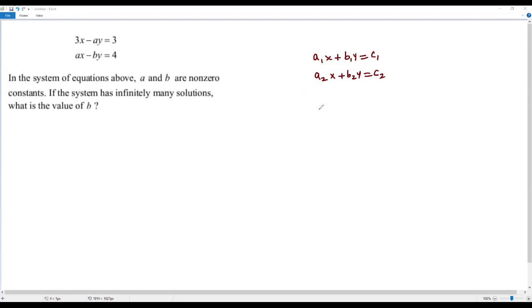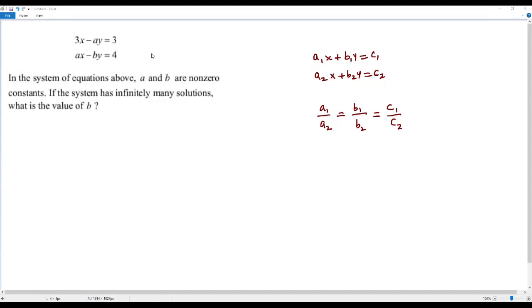Now let me write the ratio of the coefficients of x, coefficients of y and constant terms. The ratio of the coefficients of x is a1 over a2. The ratio of the coefficients of y is b1 over b2. And the ratio of the constant terms is c1 over c2. When this system of two linear equations in standard form has infinitely many solutions, all these three ratios will be equal. Now we can apply the same logic in the given system, because this system has infinitely many solutions.